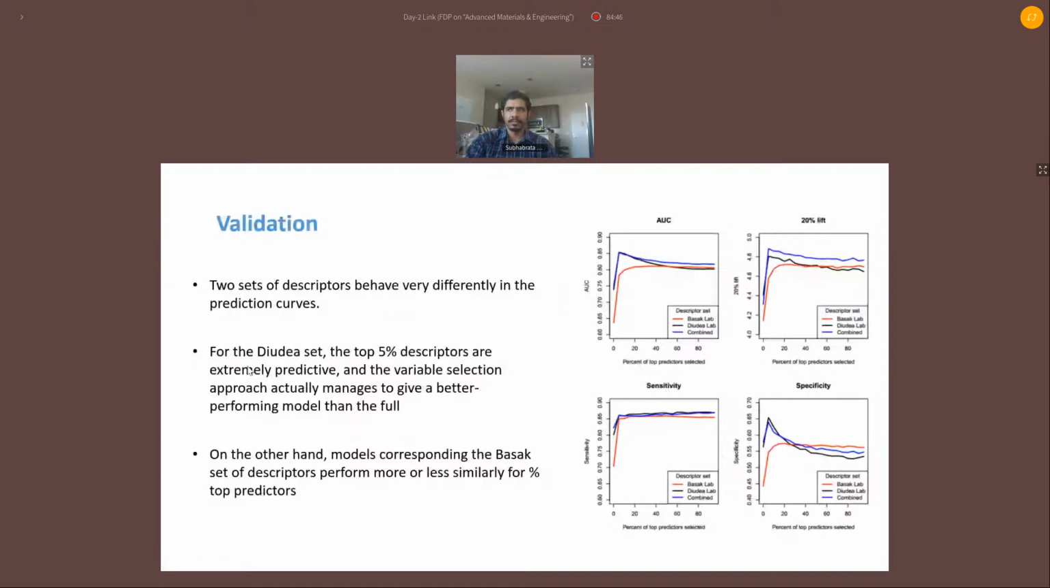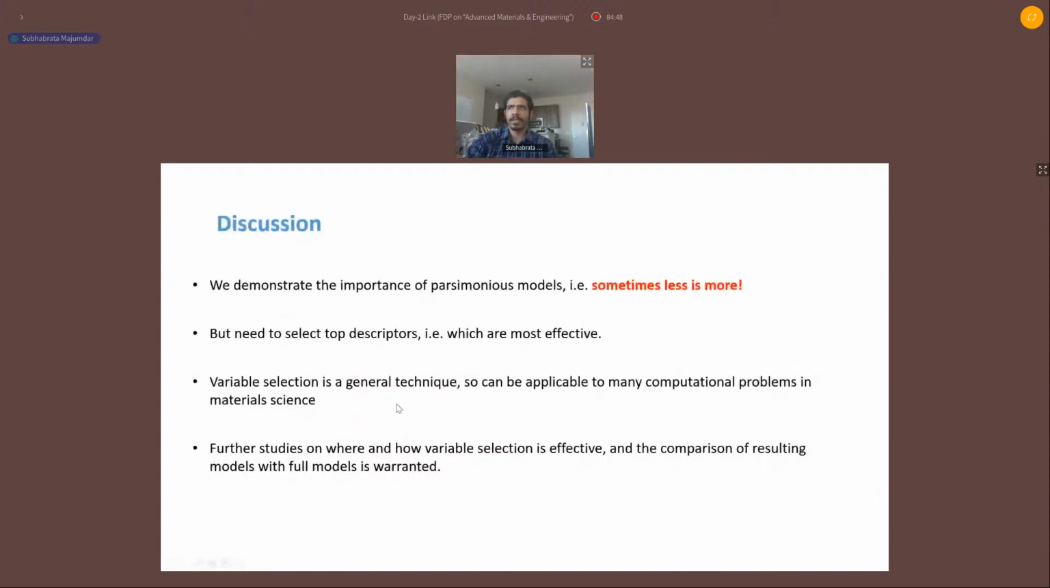All right, so finally, to wrap it up, we demonstrate the importance of parsimonious model, which is a model with fewer descriptors. So sometimes less is more. However, we do need to select descriptors that are most effective. Also, another thing is that variable selection is quite a general technique. It's applied everywhere whenever people work with data.